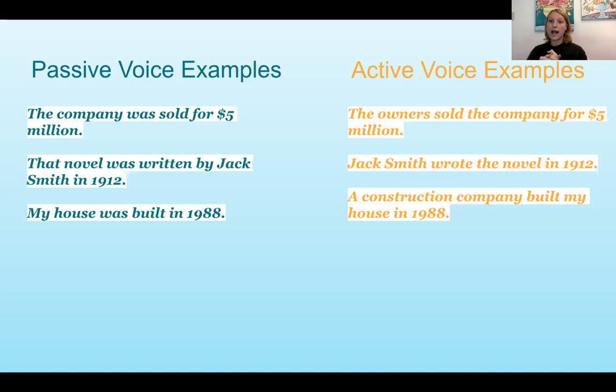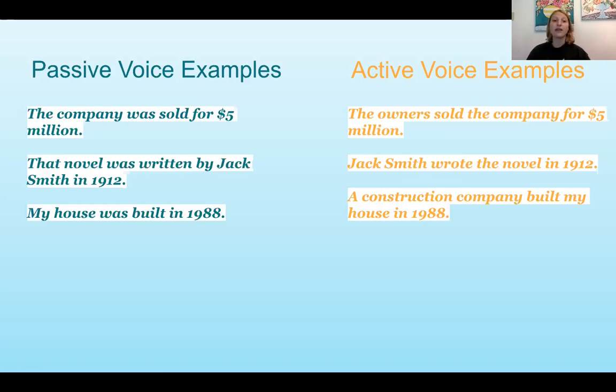If you go over to our active voice examples, the owners sold the company for $5 million. The owners are the who. All right, we have the who, the what, the company. When, we don't have, but I'm guessing it was sometime recently. Why, I'm guessing for $5 million. That's what you would sell the company for. All right, now let's go into our next example.